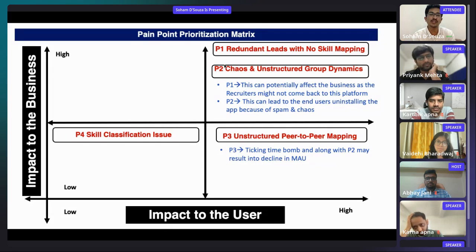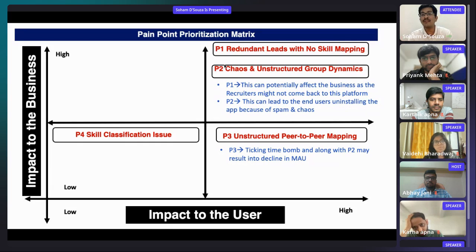So that led me to two things. The first pain point is redundant leads with no skill map. That is going to really disappoint the demand generating people, that is the HR, the recruitment side of it. If they're not getting good quality leads, we are not going to be a good marketplace lead generating thing, right? And second, from a user side, if there is no stickiness in the product, if there's chaos and unstructured group dynamics, my user side, that is the supply side, is going to be affected.